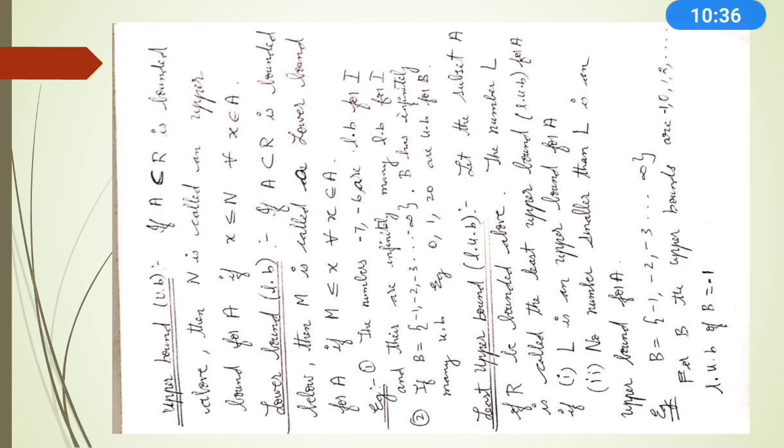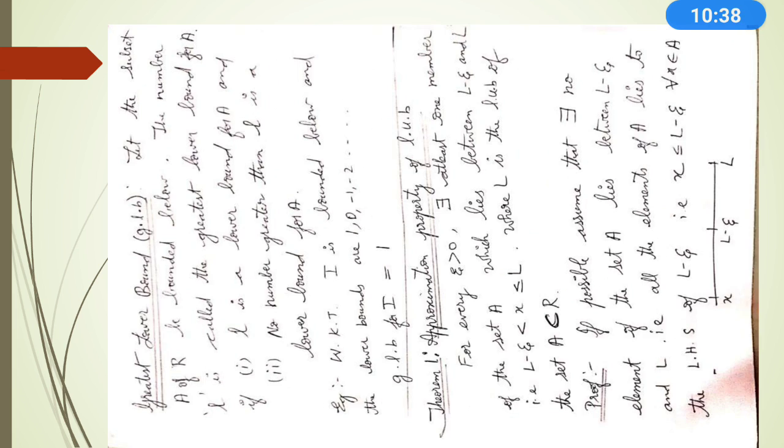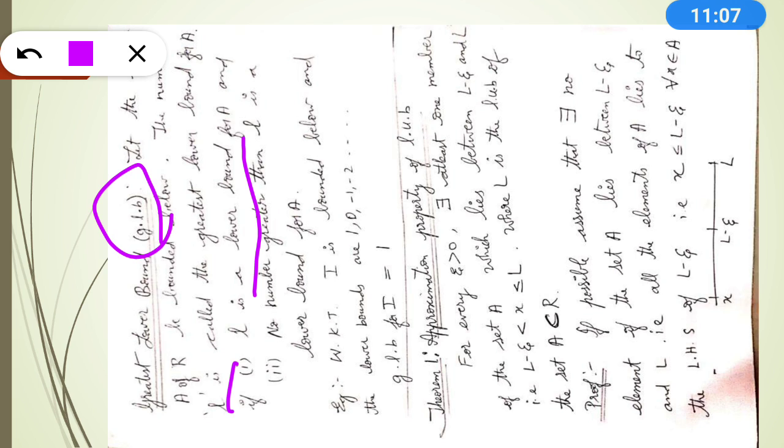Next we will see what is greatest lower bound. Again, it's the same thing. If you have a set bounded below, it must be bounded below, and a number small l is called the greatest lower bound for A if l is a lower bound, and it must be the greatest among all the lower bounds. Then I can say it is a greatest lower bound.